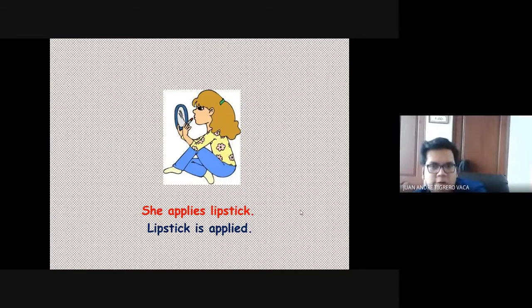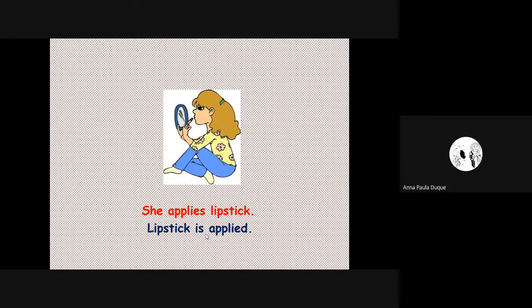Lo correcto sería her. Pero si tú pones by her o by she, yo te voy a entender y está bien. Lo importante aquí en estas oraciones es que ustedes cambien el verbo principal, en este caso es apply, a verbo en pasado participio y pongan el verbo to be. Si ven que aquí está el verbo to be, is, lipstick is. Lipstick es una cosa, por eso es is. Y applied es el pasado participio de apply. ¿Ok?